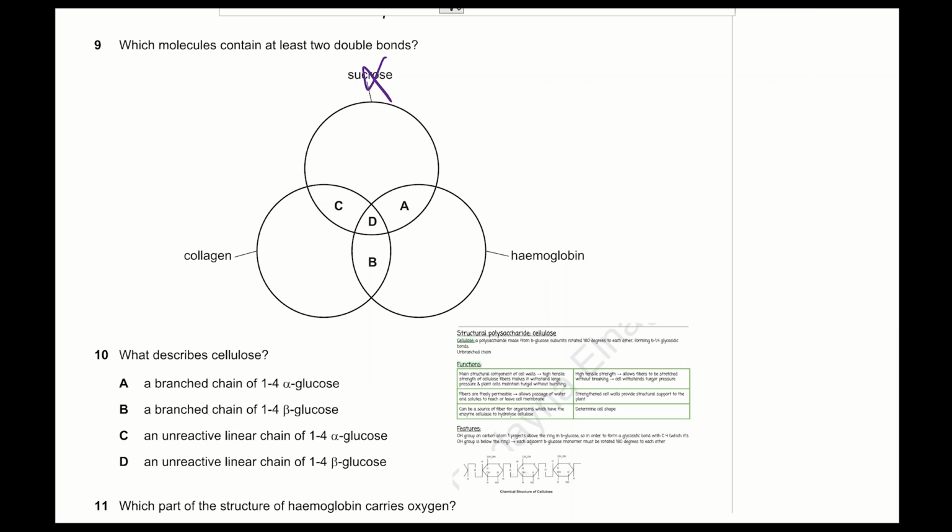Now, with collagen and hemoglobin, we know that collagen is formed from 3 polypeptide chains, whilst hemoglobin, the heme part, has a polypeptide chain. Therefore, they all have protein components. And as we all know, a peptide bond looks something like that. Therefore, the peptide bond definitely has a double bond. And we know that these are polypeptides. Therefore, they must have many peptide bonds. Therefore, they contain at least 2 double bonds. Therefore, collagen and hemoglobin are correct, and the answer is going to be B.